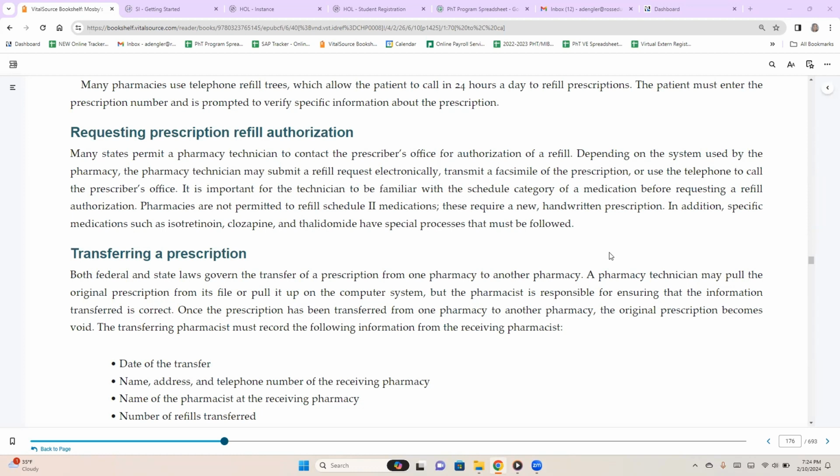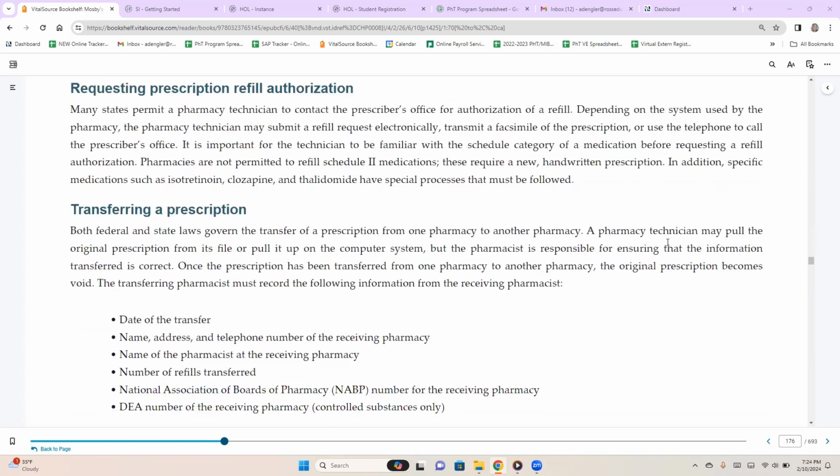Pharmacies are not permitted to refill Schedule 2 prescriptions. These require a new handwritten prescription. In addition, specific medications such as isotretinoin, clozapine, and thalidomide have special processes that must be followed for refills.